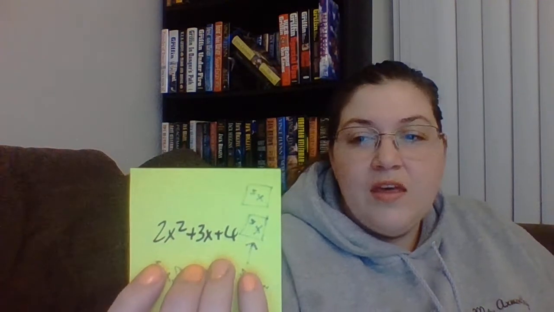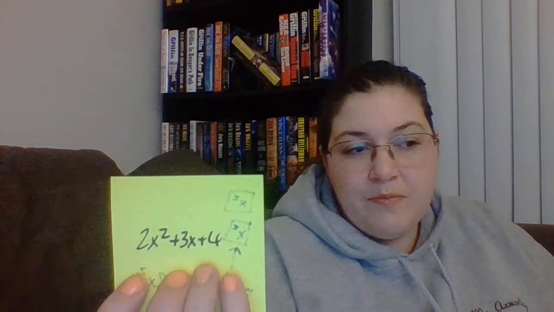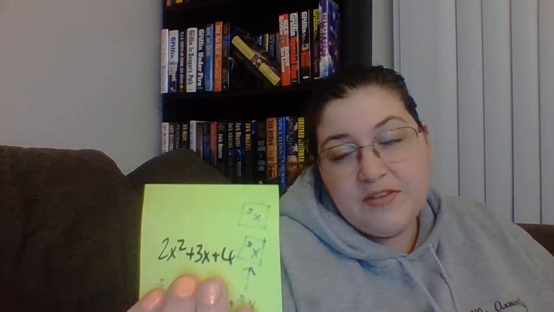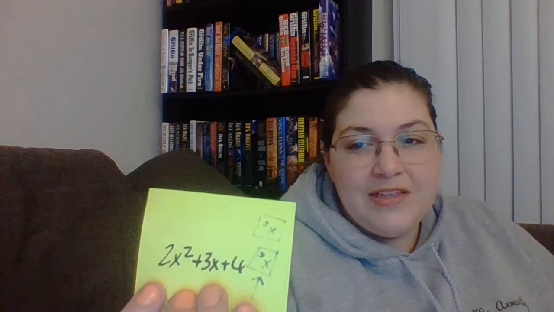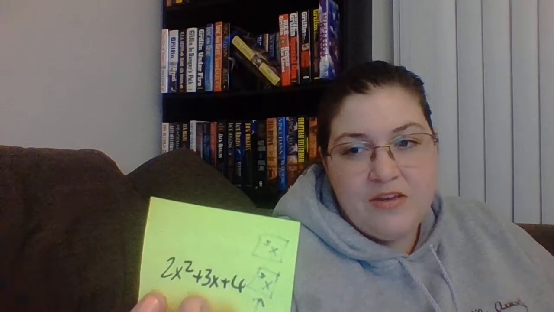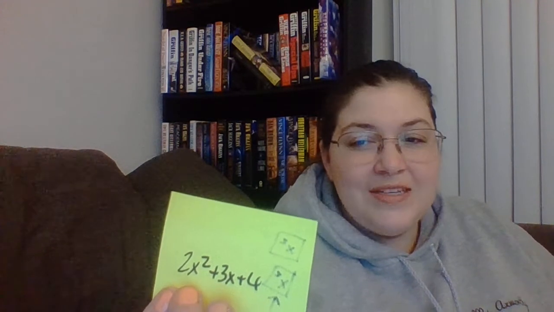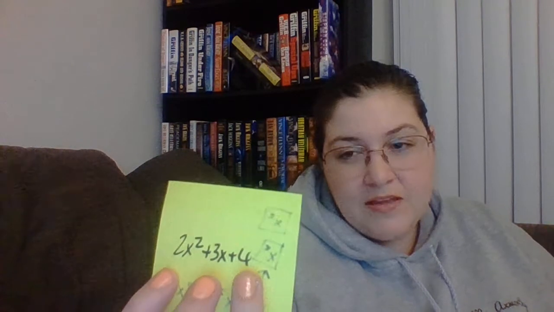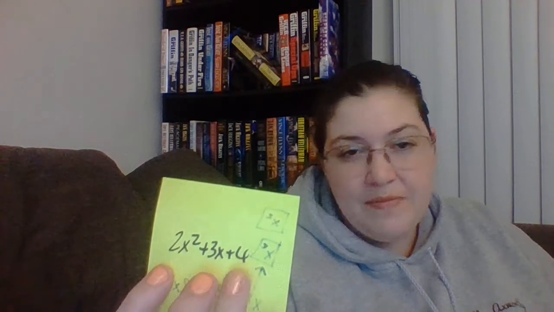Technically, you want to list your variables in the order of powers. So it's not wrong to have 3x first, it's just not right. Whenever you're listing terms and you've got exponents and variables, you want to list the highest power first and go down from there, finally ending if there is no variable. Okay? Just a little tip.